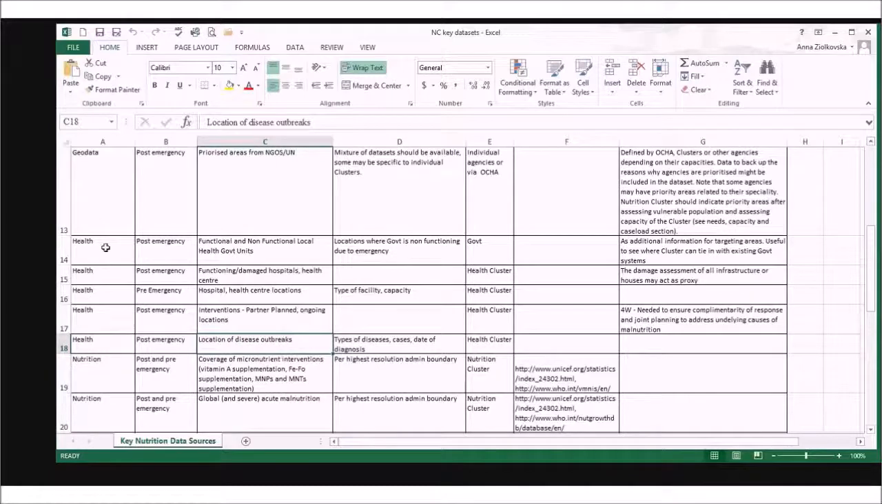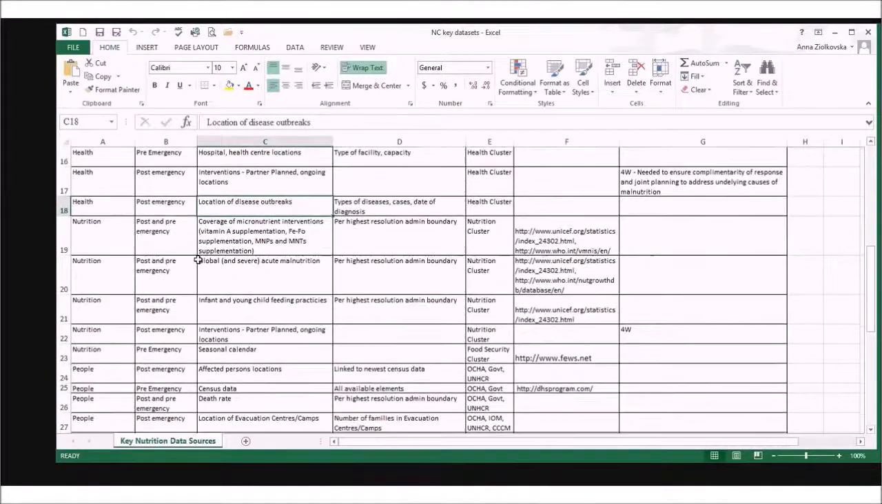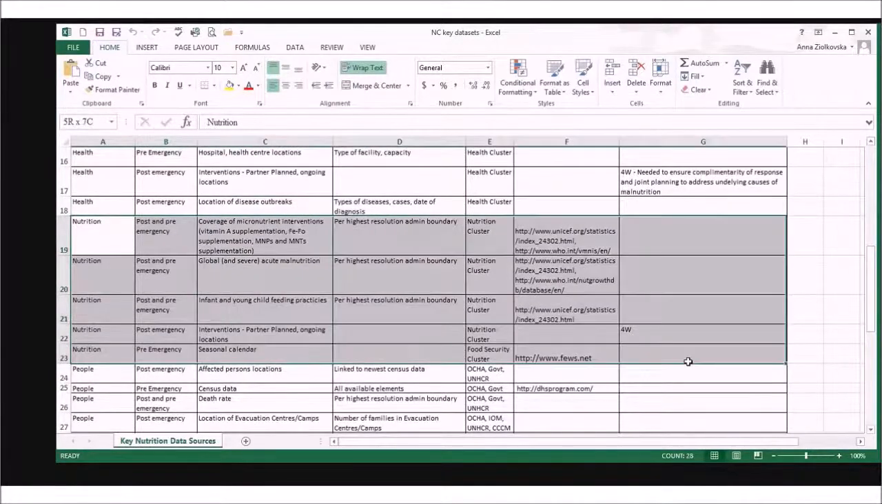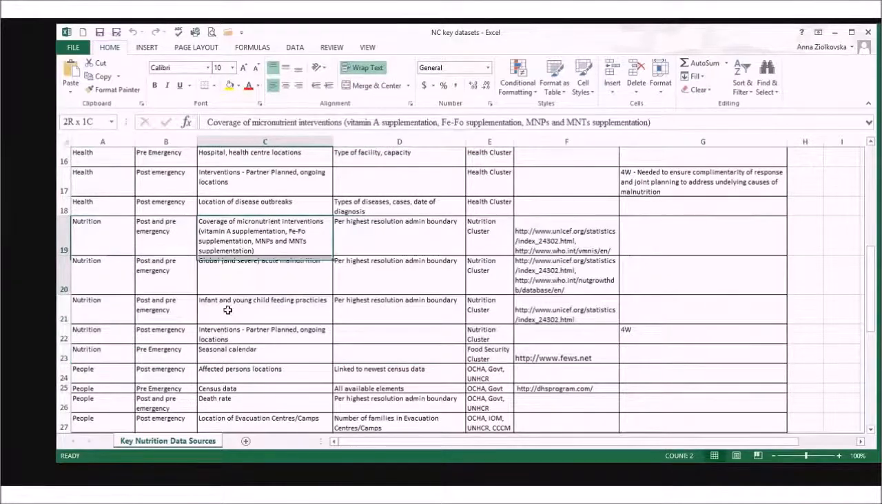Again, for nutrition, we only put a few data sets. However, we understand that there are many more. We just put the main data sets. So the first one is the coverage of micronutrient interventions. Global and severe acute malnutrition rates per different admin levels, infant and young child feeding practices, again per different admin levels. All these three pieces of information you would normally get from the latest surveys.